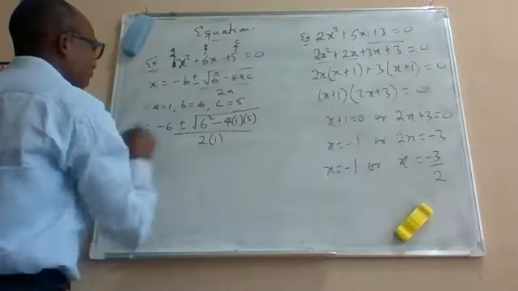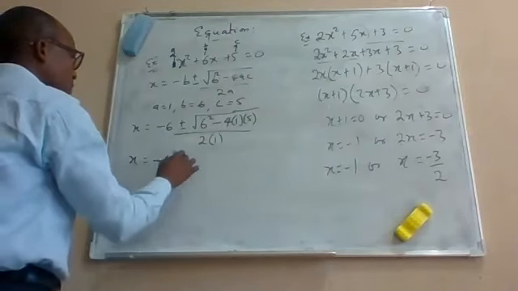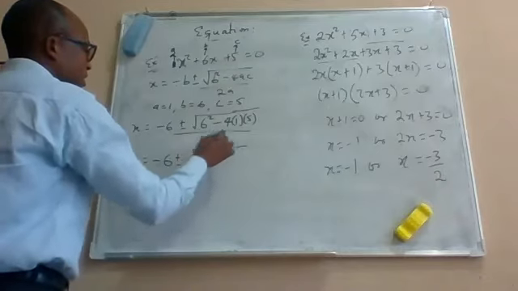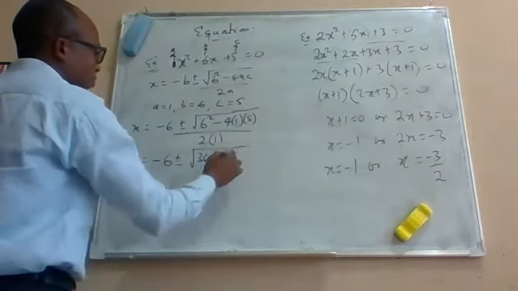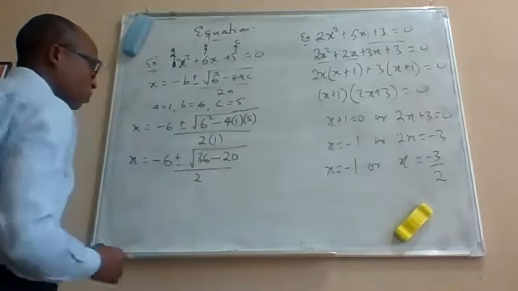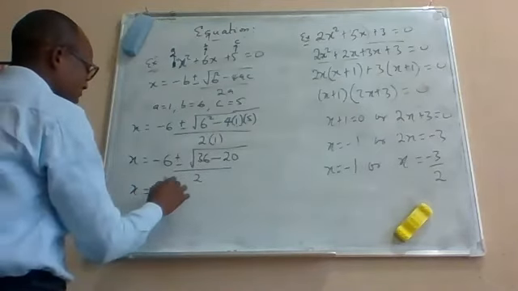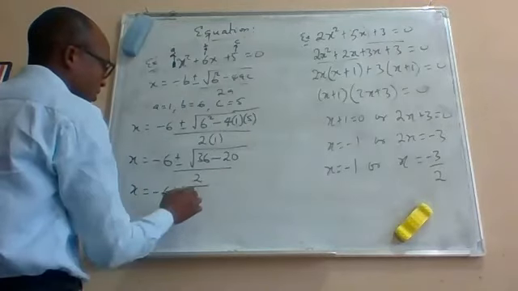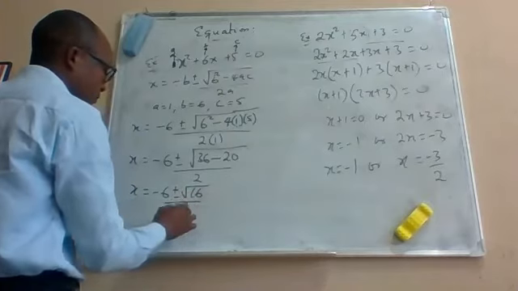2A is 2 times 1. So this will give you S is equal to minus 6 plus or minus square root of 6 squared is 36 minus 4 times 1 is 4 times 5. That will give you 20. All over 2, 2 times 1 will give you 2. So this will be 36 minus 20, that will give you 16 all over 2.